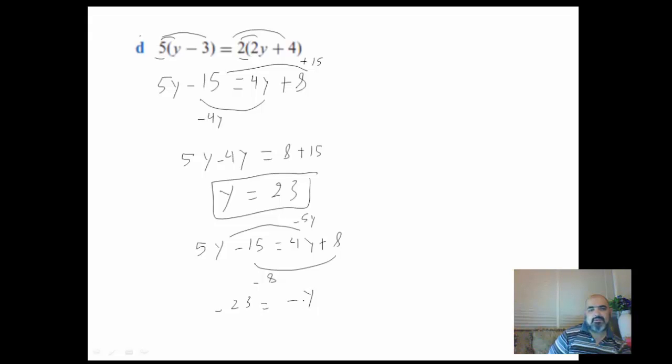Why minus y? Because it's minus 5y plus 4y. So we're left with minus y. Then we need to multiply both sides by negative 1 to get y equals 23, which is the same answer. 23 equals y, it means y equals 23. It's commutative. So if I say you have the same age as your twin brother, it means your twin brother has the same age as you. So if 23 equals y, it means y equals 23. If minus 23 equals negative y, it means negative y equals negative 23.